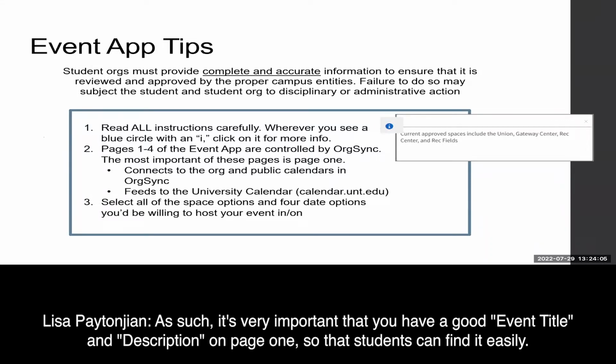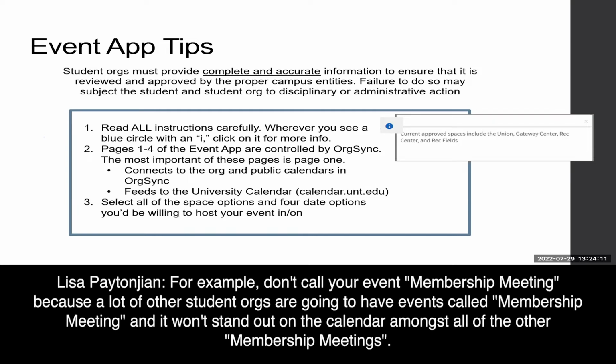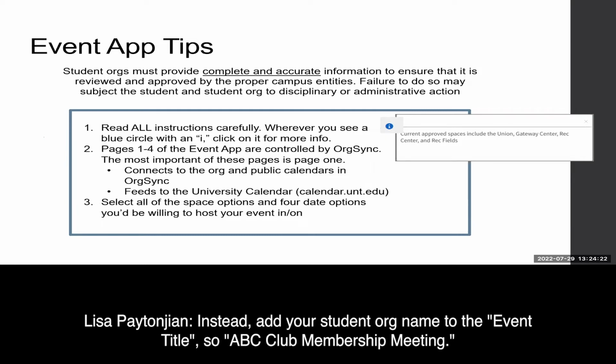As such, it's very important that you have a good event title and description on page 1 so that students can find it easily. For example, don't call your event membership meeting because a lot of other student orgs are going to have events called membership meeting, and it won't stand out on the calendar amongst all of the other membership meetings. Instead, add your student org name to the event title. So ABC Club Membership Meeting.